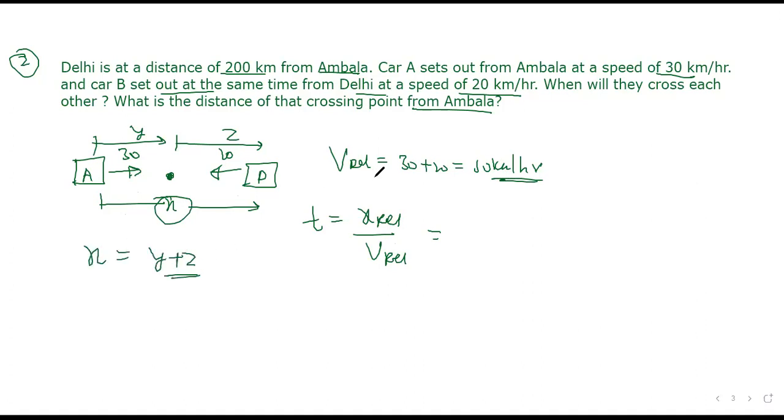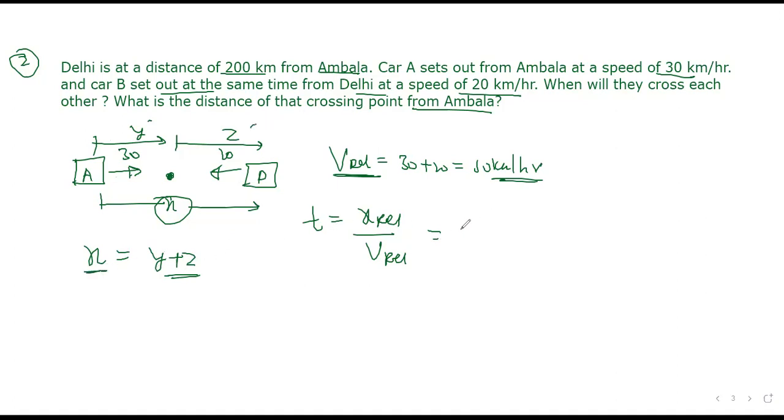Look here, whatever the concept, relative velocity, relative acceleration, relative displacement: if two bodies move in the same direction, it is the difference of them. If two bodies move in opposite directions, it is the addition of them. So here two cars are moving in opposite directions. Relative displacement will be the addition: car A moves distance y, car B moves distance z, so the total we are calling x.